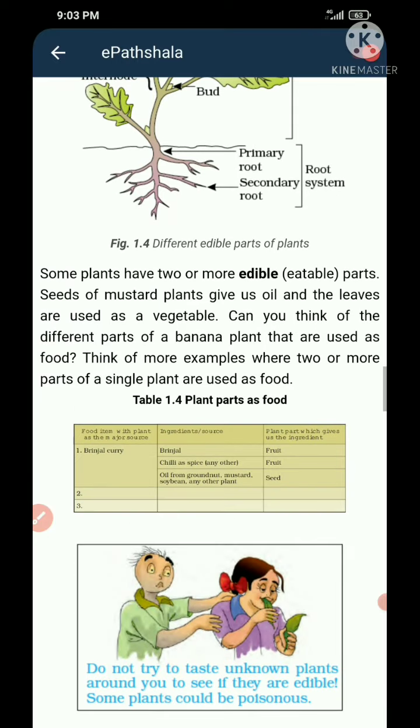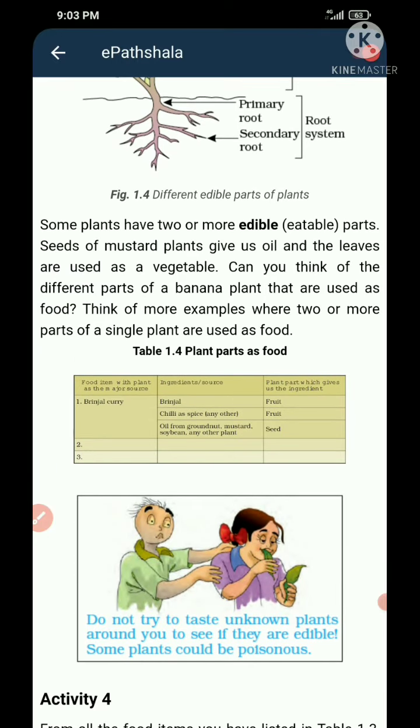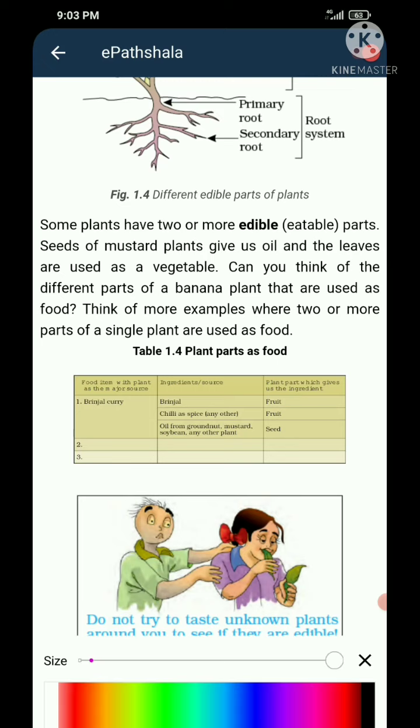Okay, let's see table 1.4. In a brinjal curry, the brinjal is used, which is a fruit. Okay, brinjal is a fruit. Next is chili. Chili is also a fruit. Oil from groundnut, mustard, soybean, or any other plant, that is the seed part.